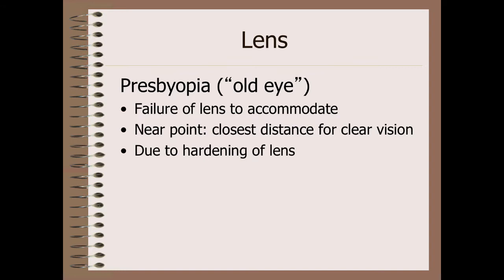Unfortunately, the lens ages poorly. With time, it becomes less and less flexible due to its hardening. This condition is referred to as presbyopia or old eye. By the age of 45, most people cannot read without glasses. The near point, which is the closest point for clear vision, moves further and further away.